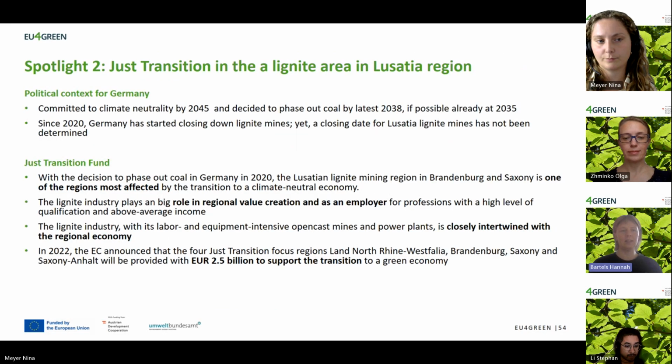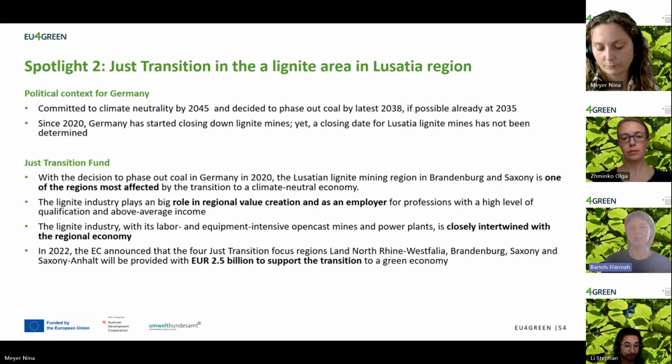So on the next slide, we're going to see a little bit about the political context of Germany. Germany has committed to climate neutrality by 2045 and decided to start phasing out coal by 2038 at the latest, but if possible already by 2035, which would obviously be better from a climate perspective. In order to comply with these pledges, Germany has started to close down some of its lignite mines. However, a closing date for the Lusatia lignite mines has not yet been determined.